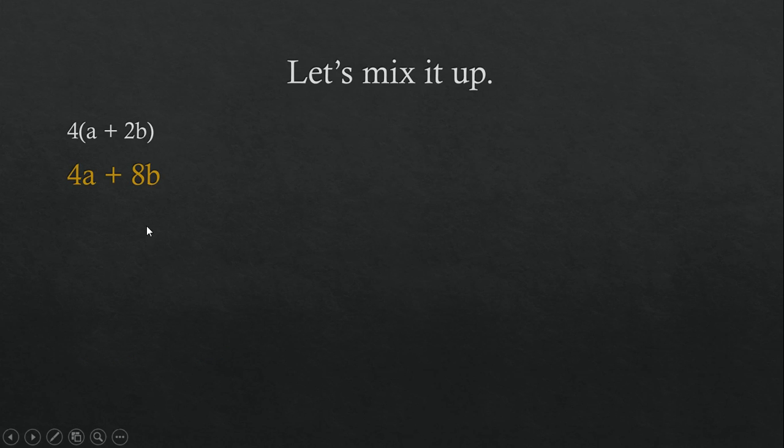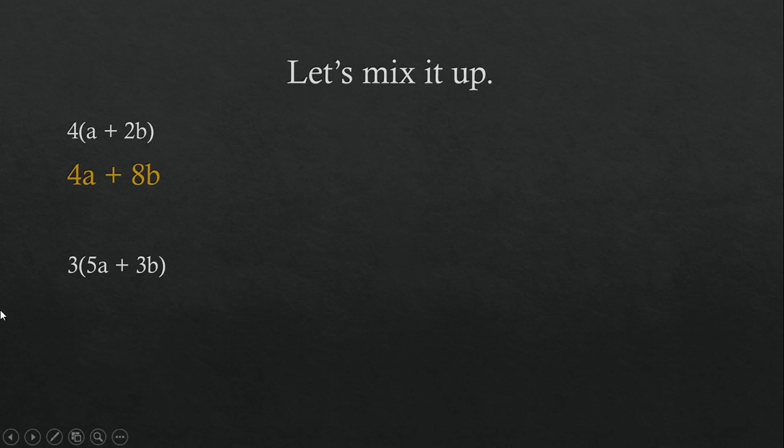Okay, now we can add them. But wait, we can't, because this term is not the same as this term. They are not like terms. And that's because the a and the b are different letters. If both of these were a terms, or both of them had a b tagging along, either way, we could add the 4 and the 8, but they're different. We can only add like terms. Super important that we remember that.